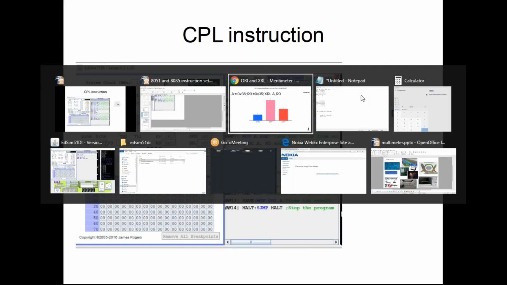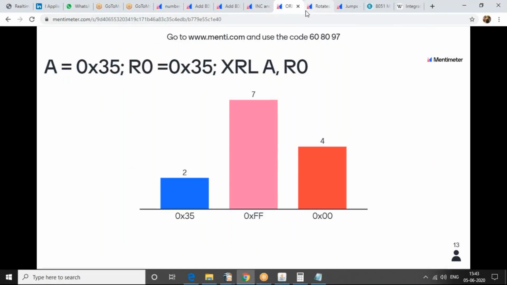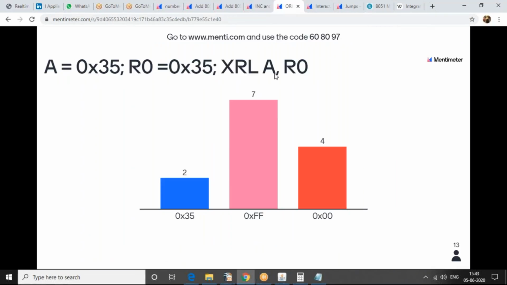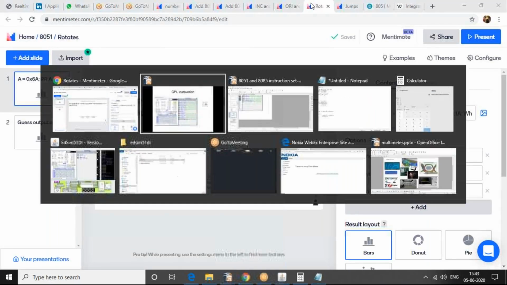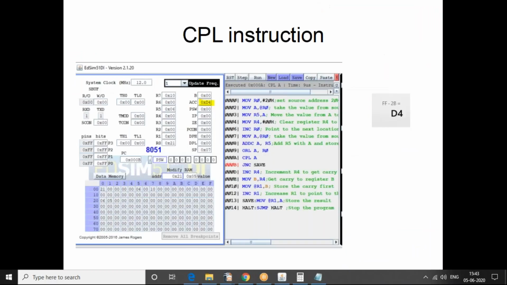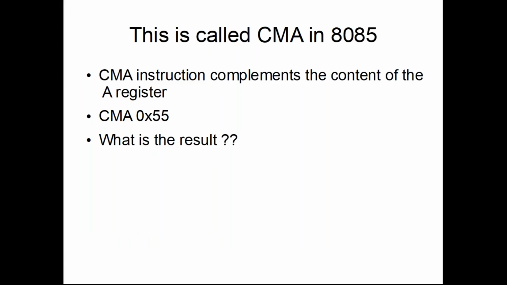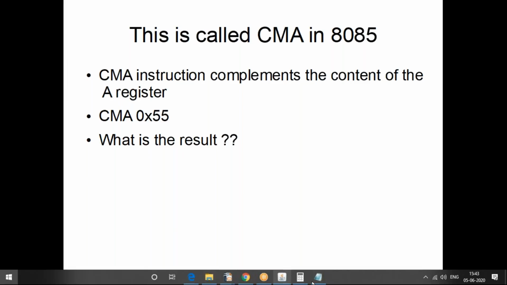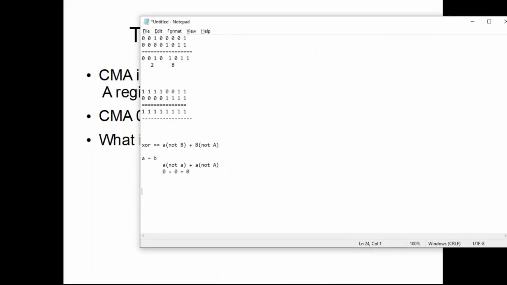So I hope I don't have a question on that. Yes, I don't have a question on that, so we don't have to spend time here. Okay, then we'll go to the next instruction. The same instruction, complement, is called CMA in 8085. Now I have a question: CMA of 0x55, what is the result? Since I don't have a quiz, we'll surely work it out.